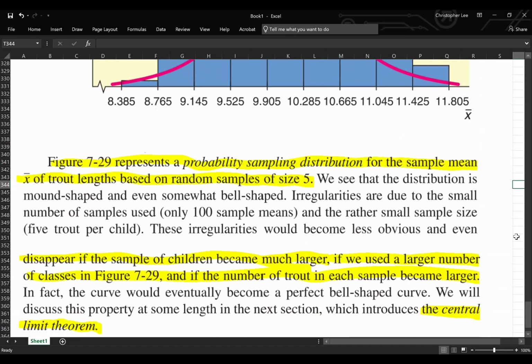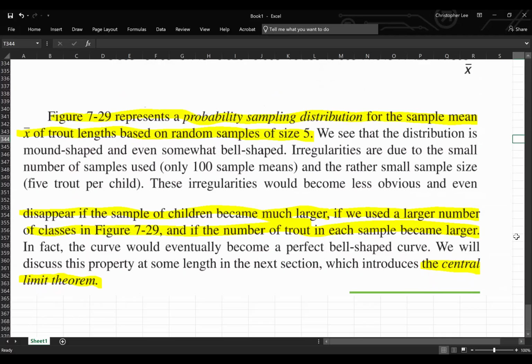So this figure, 7.9, represents a probability sampling distribution for the sample mean X bar of trout lengths based on random samples of size 5. So we see that the distribution is mound-shaped and even somewhat bell-shaped, right? Irregularities are due to the small number of samples used, only 100 sample means, right? And the rather small sample size, 5 trout per child. These irregularities would become less obvious and even disappear if the sample of children became much larger.